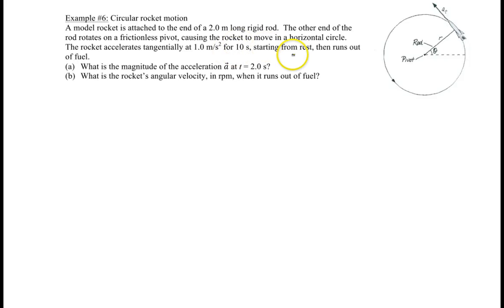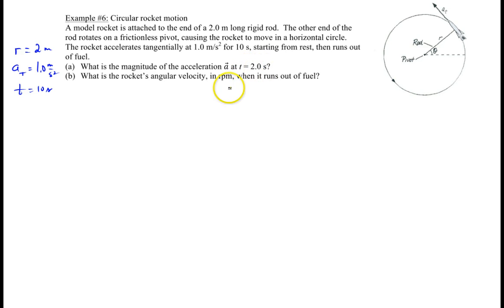We are told that the rod is 2 meters long. So really what they're telling you here is the radius is 2 meters. So that's the distance from the center to where the rocket is and where it's accelerating. We're also told that the tangential acceleration that is due to the fuel of the rocket is 1 meter per second squared. And we know that it's going to run out of fuel at a time of 10 seconds. So that's when it runs out of fuel.